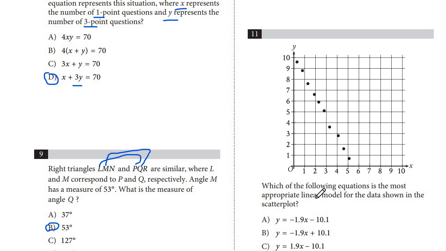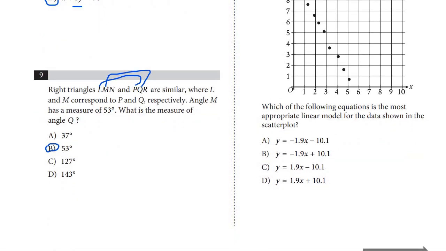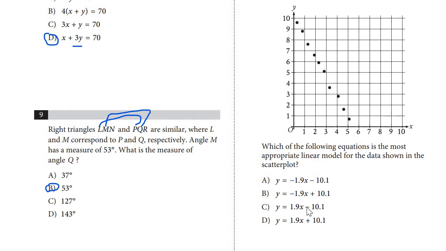Number 11, here we have a linear model, and you can see we definitely have a negative slope. So when I say we're going to look at our options, it can only be between A and B, because this one has a positive slope of 1.9. So we're looking at negative slopes. And now to distinguish between A and B, we just have to estimate the y-intercept, which is about positive 10. So that corresponds to our positive 10 here. So that means answer B is the correct option.